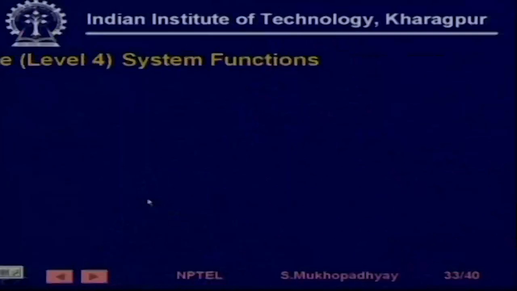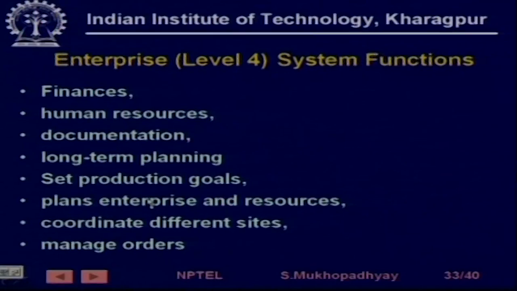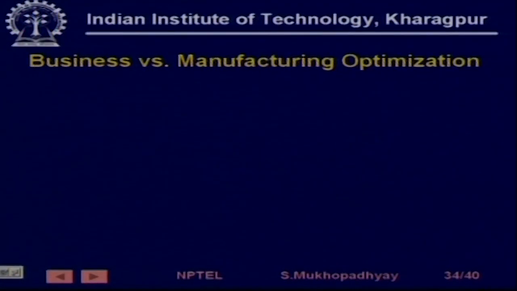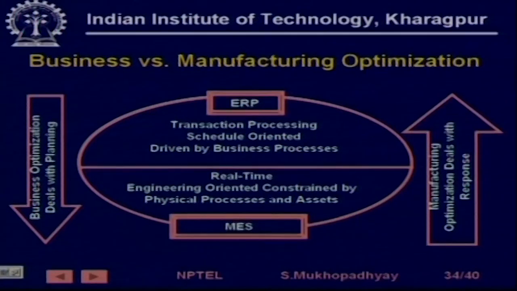So, as we have told, we don't need to elaborate this, the enterprise level system typically decides on the business parts, long term planning, finance, human resource, and sets production goals, capacity plans, etc. Basically they are also trying to do optimization, they are also trying to do planning. And at that level you do what is known as enterprise resource planning.